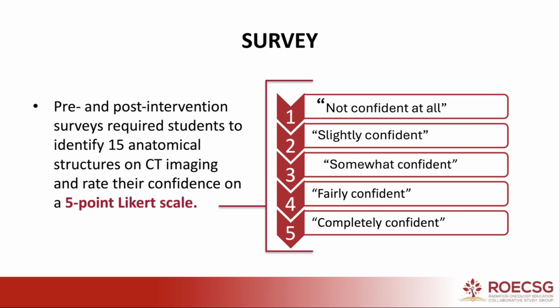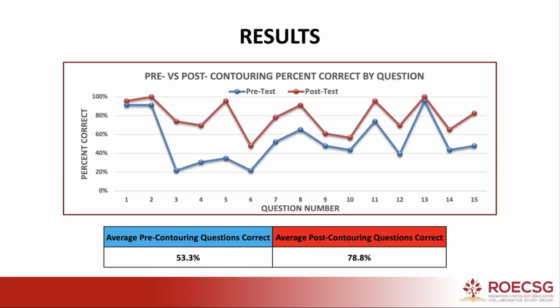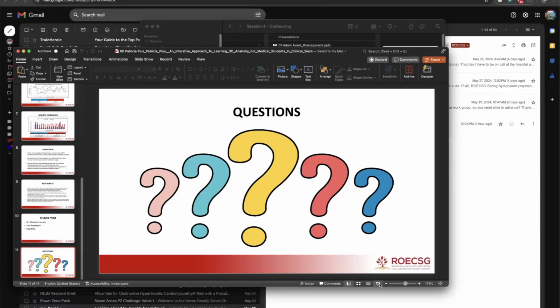In addition to identifying those structures, students were also asked to rate their confidence for each question on a 5-point Likert scale, ranging from not confident at all to completely confident. We had a total of 23 students who participated in the study with a response rate of 100%. Our data showed a 25% increase in correct answers after the contouring session. So students went from approximately 53% on the pre-intervention survey to 78% on the post-intervention survey. Additionally, this value was statistically significant.